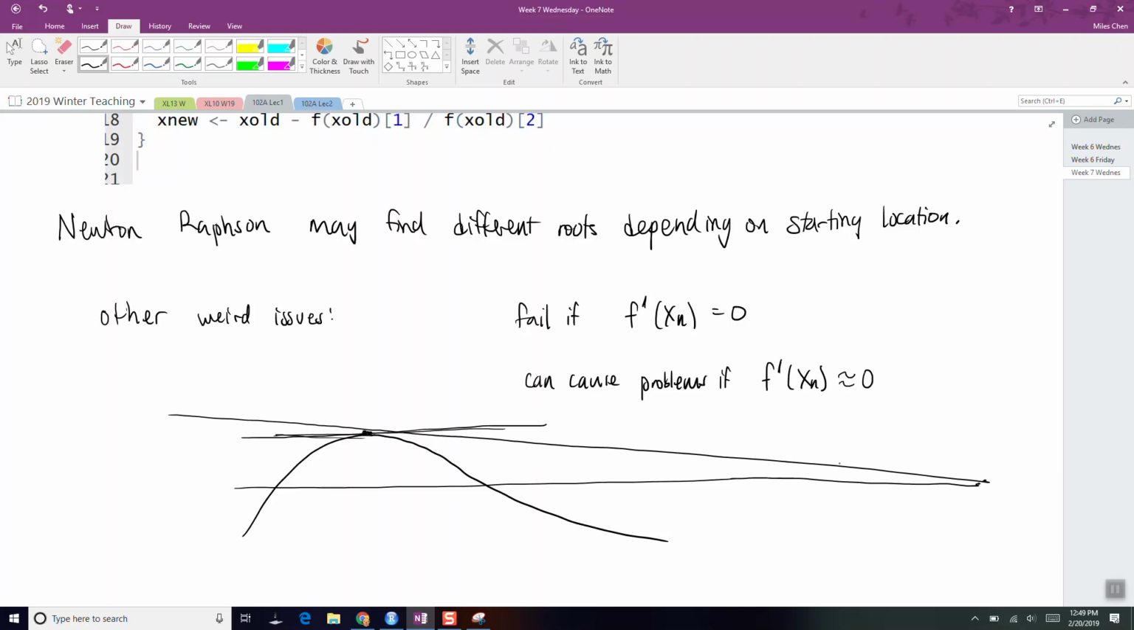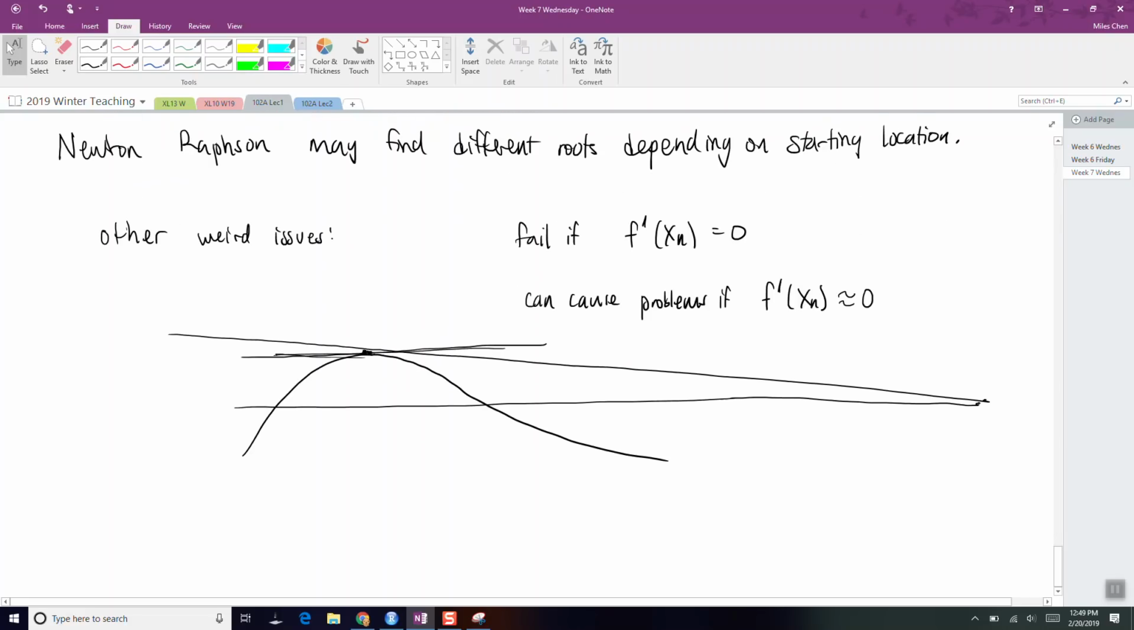And that can cause issues. And sometimes you can end up in a loop where, depending on your starting point, you keep ending up where you started over here and then you end up over here, but then this tangent line sends you back to where you started from. And that's possible. You can also get stuck in these loops.